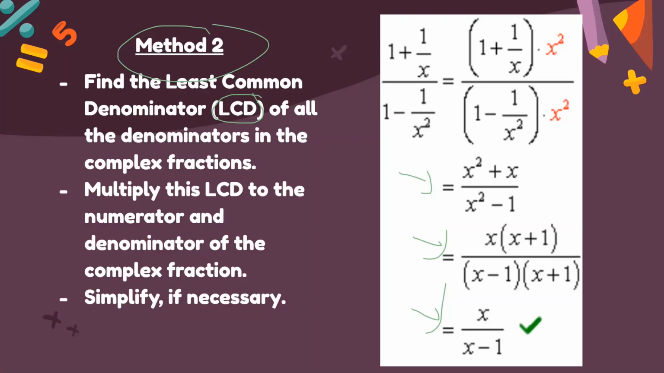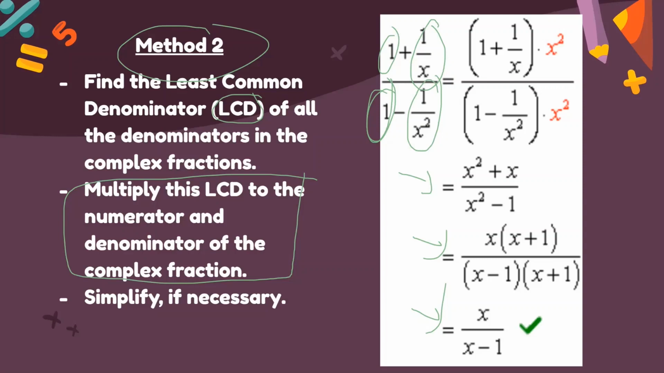And once you do that, you have to multiply all the denominators and numerators using the LCD. So you multiply this one using the LCD, you multiply this fraction using the LCD, this number, and you also multiply this fraction using the LCD. Everything you have in the bigger fraction, you have to multiply using the LCD. Yeah? And when you do that, you're supposed to have your answer.